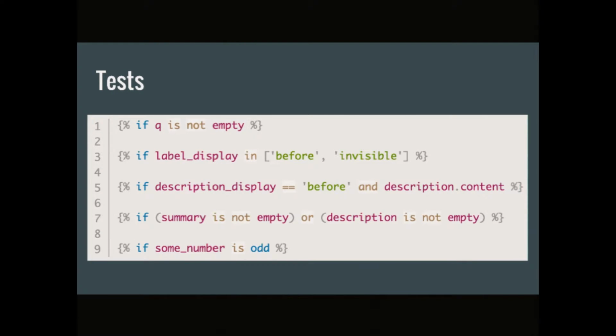If a variable has a specific value and a second variable is not empty, in line number 9 we have if some number is odd. Technically speaking, the only filter here is the word odd. The word is, the word not, the word in, those are operators. But in practice, usually they work together.